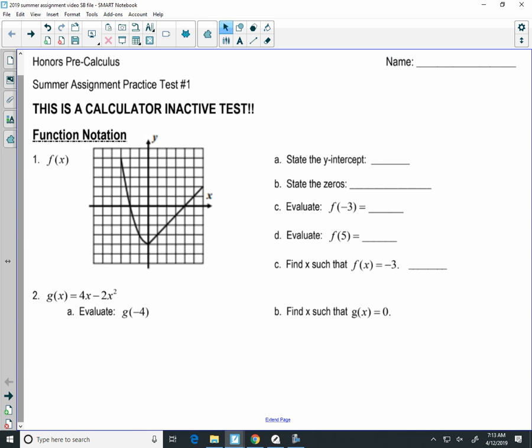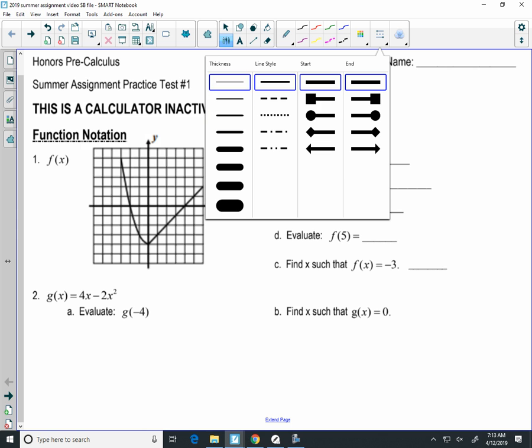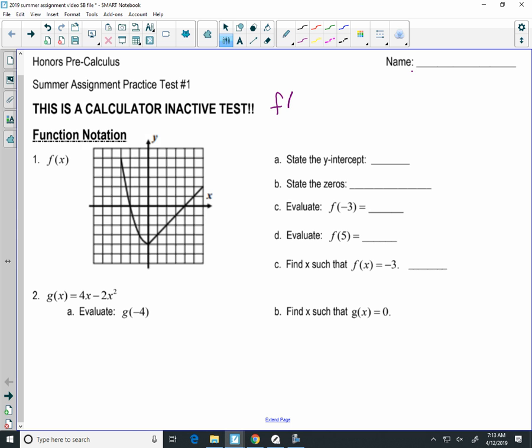So function notation is going to be this first section. Function notation is just, you can kind of think about it as fancy ordered pairs. When you're working with function notation, your x is in the parentheses, your y is what f of x is equal to. So if we're saying what our y-intercept is, where we're crossing the y-axis on this problem, it is -4. I like to write that as an ordered pair.